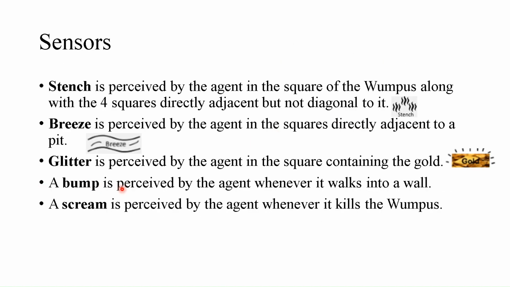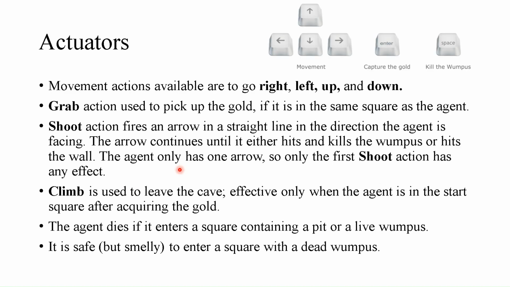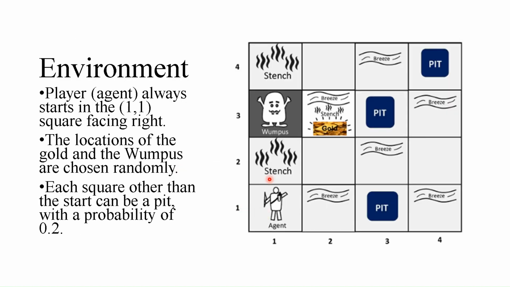Next, bump. What is bump? Whenever the agent tries to walk out of the labyrinth, that is, walks into the wall, you receive a bump. So in this case, you're the agent. You try to come out. So you're at, suppose, 1 comma 1, and you try to go to the left or down. Then you receive a bump and stay there. It's a waste of a move, basically.